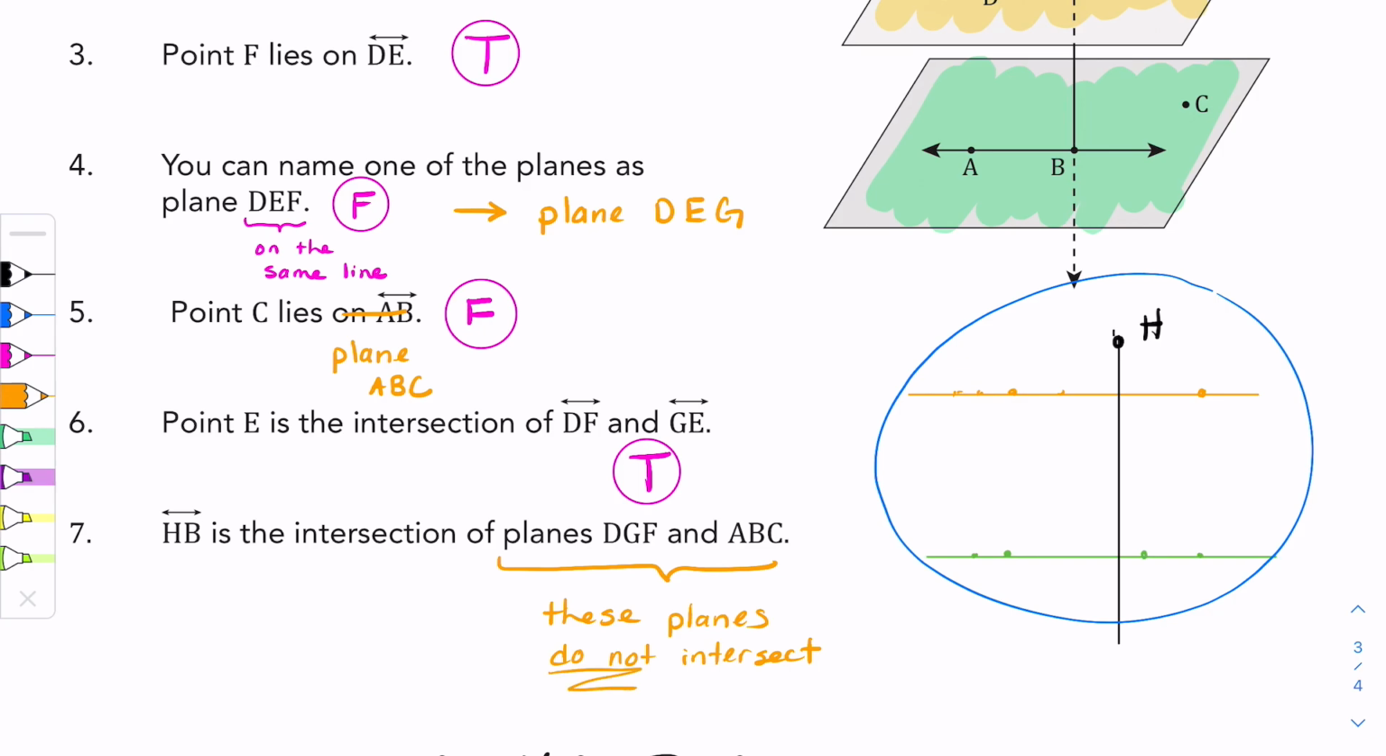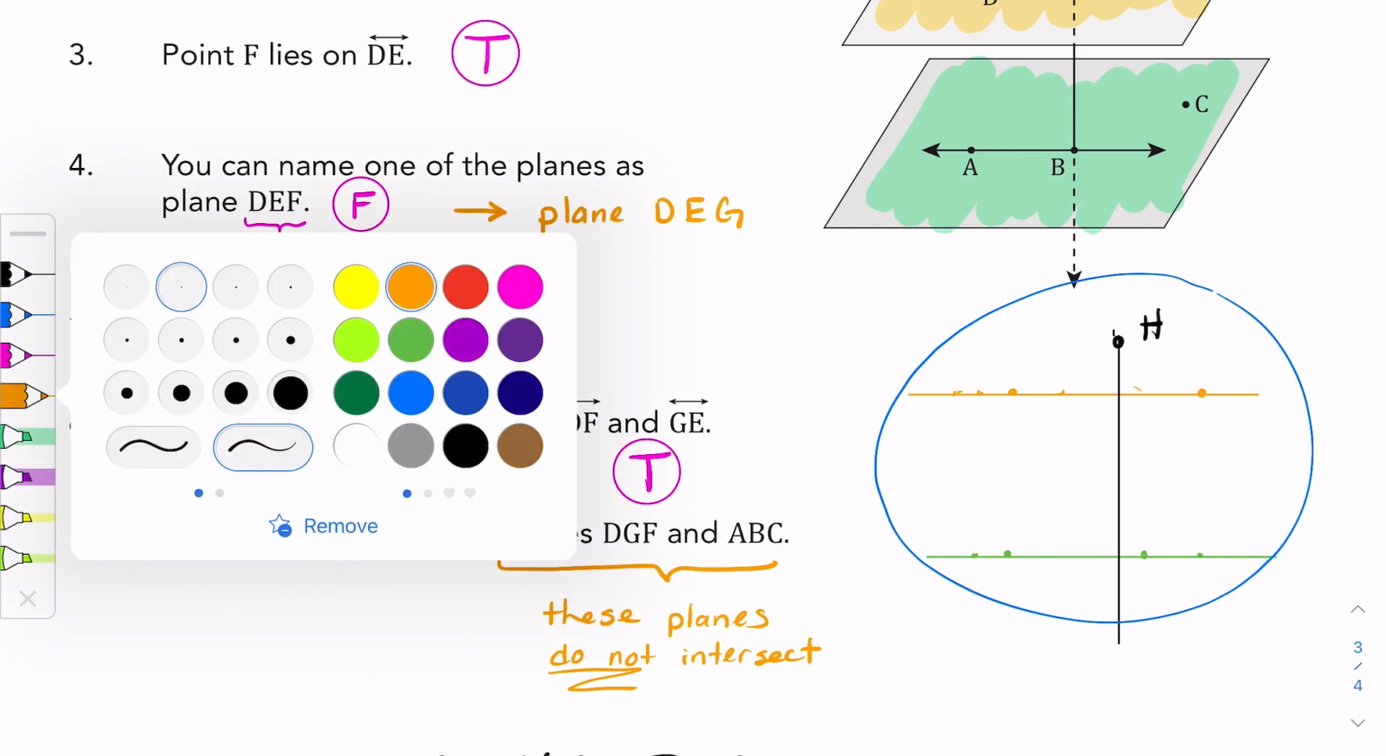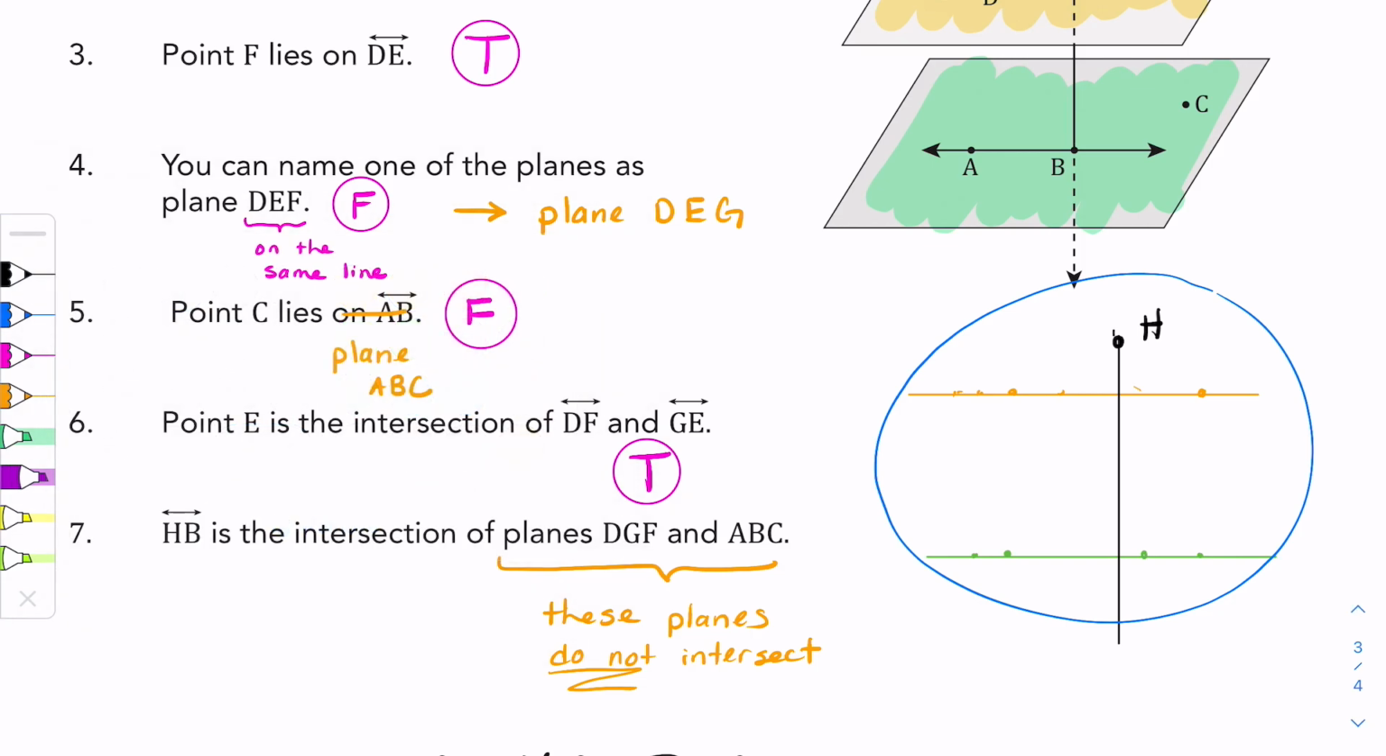So you could change this if you want, and you could say HB. Let's see how I could word this. If I wanted to rewrite something, I could say HB intersects plane DGF at point E. So I could specifically look at just one plane, and I could indicate where this line here intersects this plane in orange, and it's at one point.